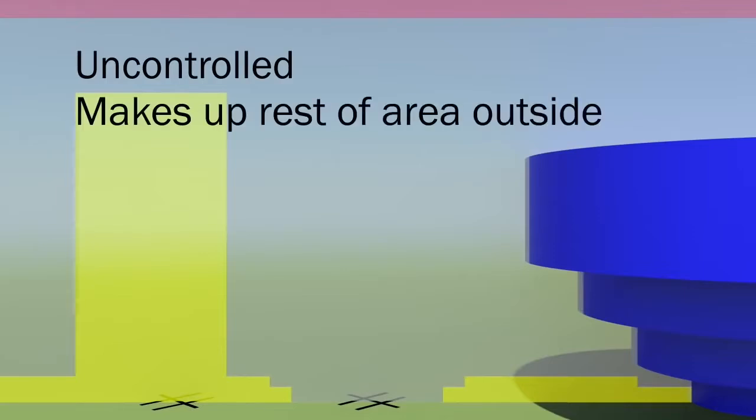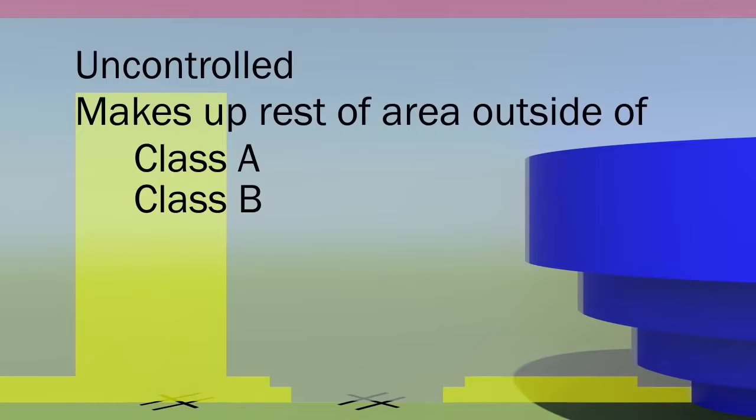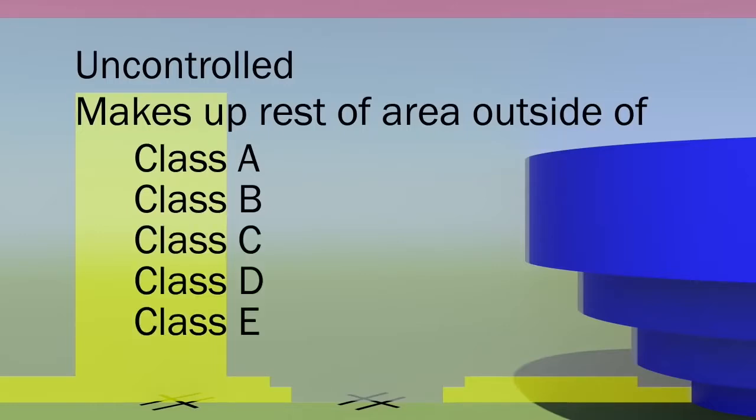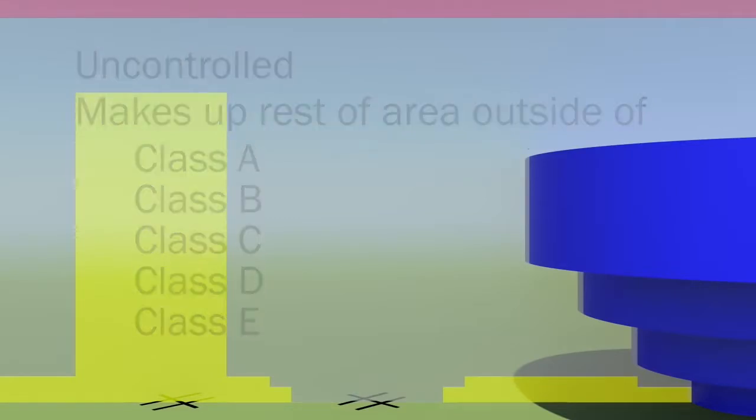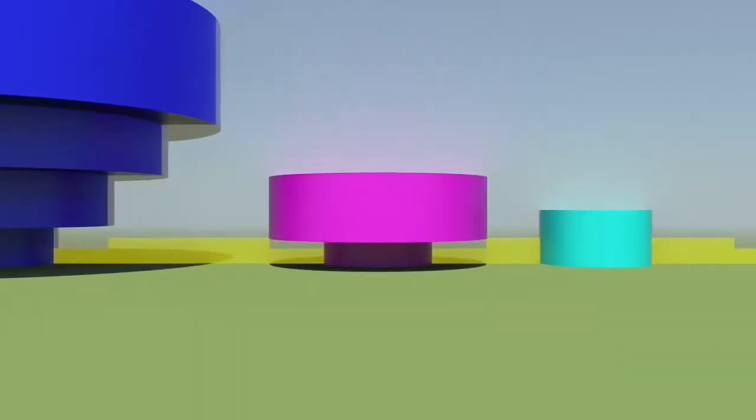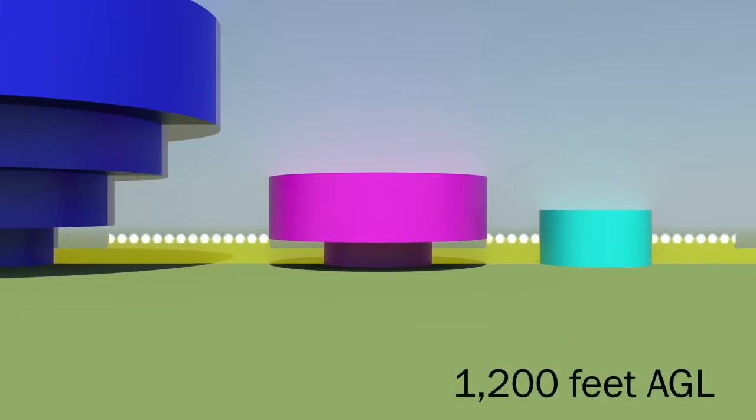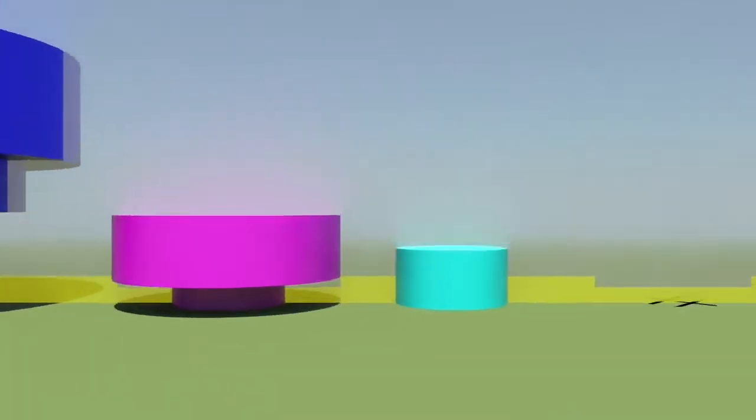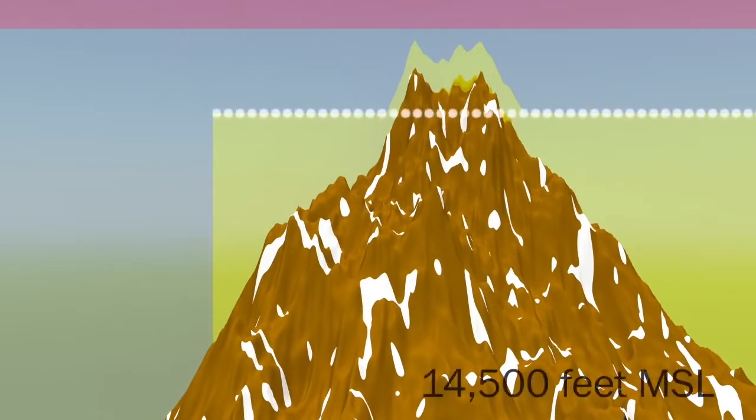Class G or Gulf airspace is uncontrolled and makes up the rest of the area that has not been designated already as Class A, B, C, D, or E. This airspace starts on the ground and continues upward until coming in contact with another class of airspace, usually Echo. In the majority of the country, this would mean that Class Gulf would extend up to, but not including, 1,200 feet AGL.